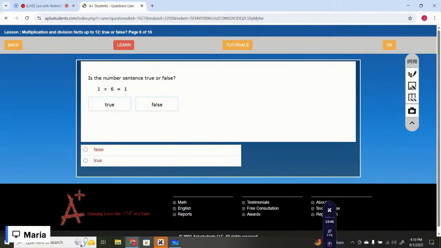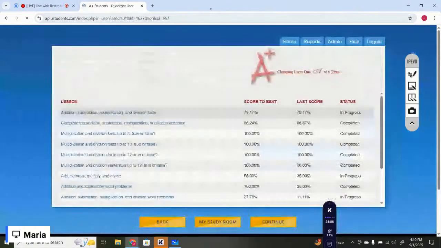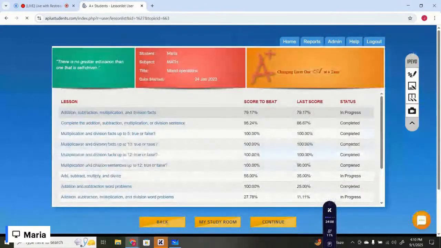Is the number sentence true or false? 1 times 6 equals 1. Is it true or false? False it is. Option number 1 is the correct option. Okay, you can complete the lesson by yourself later today. Let me just move on to next lesson.